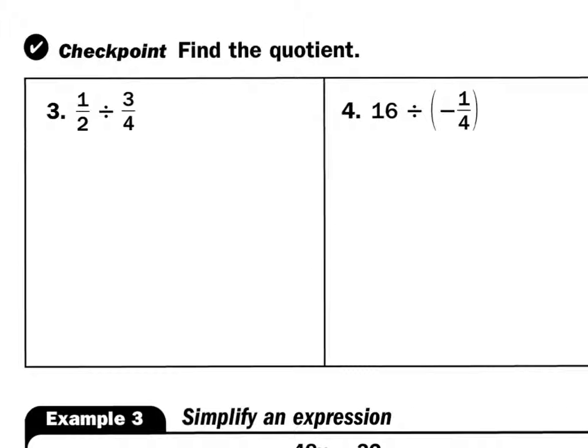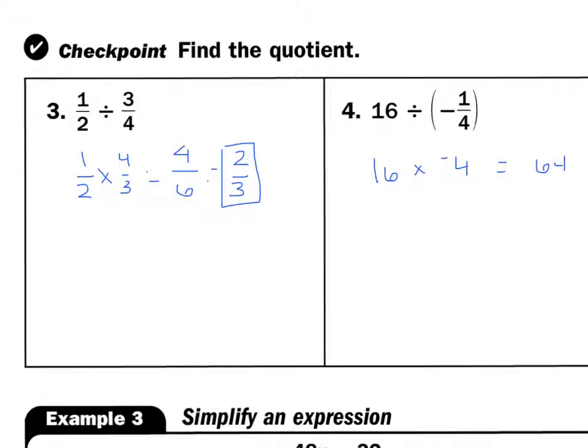In our next checkpoint questions, we have a fraction here, 1/2 divided by 3/4. To change that to a multiplication problem, it's going to become 1/2 times 4/3. And when we multiply fractions, we multiply across the top and across the bottom. 1 times 4 is 4, and 2 times 3 is 6, and that simplifies to 2/3. In number 4, 16 divided by negative 1/4 is going to become 16 times negative 4 over 1, or negative 4. 16 times 4 is 64, and the negative goes with it.